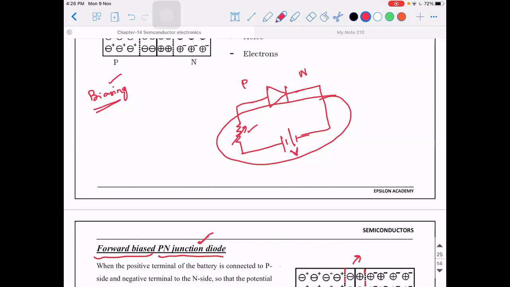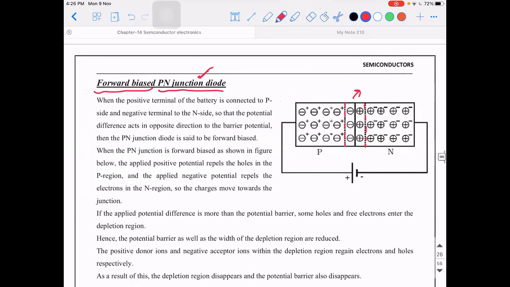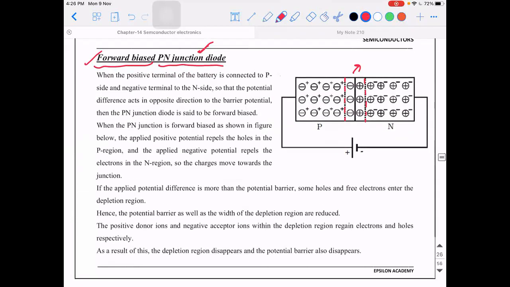So in the process of biasing, there are two things that can happen. One process can be called as forward bias and the other can be called as reverse bias, depending on certain differentiating factors. Let's see. So as you see the word forward biased, this forward biased of a PN junction will actually make the PN junction diode behave like a conductor.